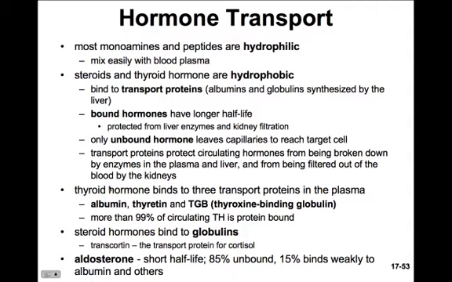Aldosterone has a very short half-life. 85% of it is unbound, so it's easily accessible to enzymes that are produced by the liver, and it's easily filtered out. 15% of it binds weakly to albumin and other binding proteins.